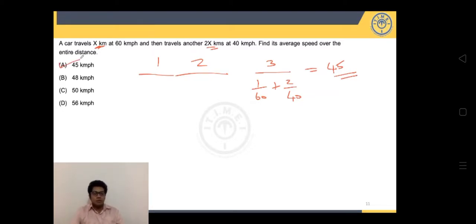Okay, so the simple formula which you have is total distance by total time. Here the distances are not the same. Had the question been x kilometers at 60 kilometers per hour and another x kilometers at 40 kilometers per hour, here you can directly apply the formula with 60 and 40. The average will be 2 into 60 into 40 by 60 plus 40, which will give me 48 kilometers per hour. For this problem, it is 45.